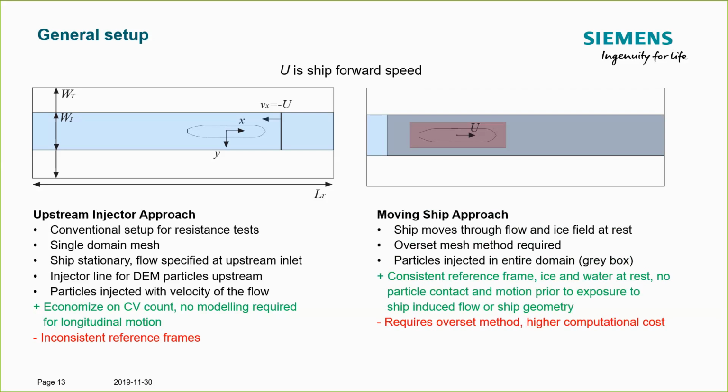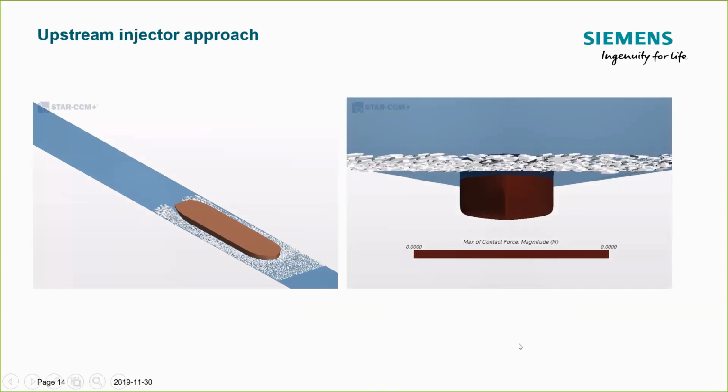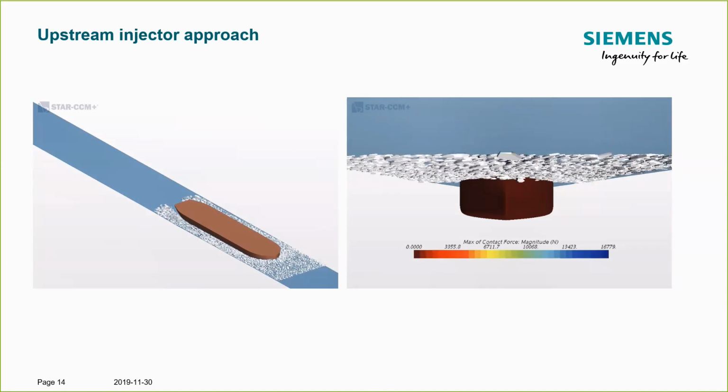So let's take a look at just how this injector line approach would work. So everything at rest, the white space you see to the left and the right represents the ice sheets. The ice is going with the flow around the ship. If you look at this front view, you can see the ice coming in from the injector line and impacting the hull. So this is what we'll look at first.